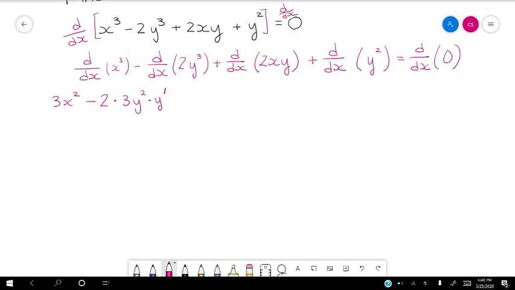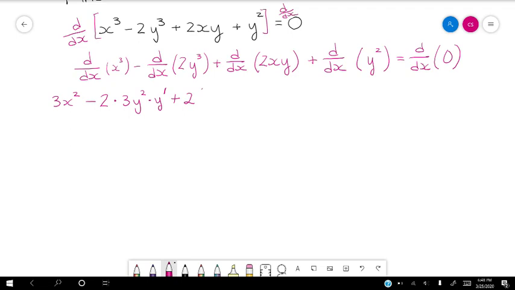Okay, good. Plus, and now we have 2, or we can kind of deal with the constant at the end, 2 times xy. So here, this is a product. X times y is a product. So we have to use our product rule. Okay, we're going to use our product rule.